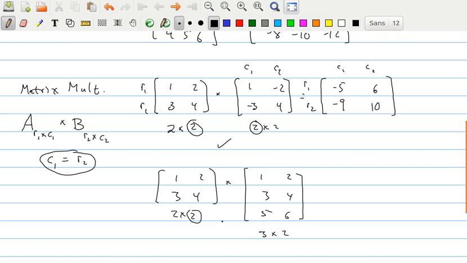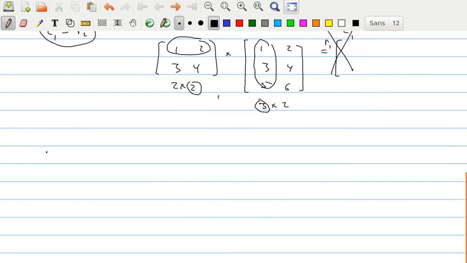So I see that these inner dimensions don't match. So let's see why this doesn't work. First off, to get the entry in the first row, first column, I'd have to take the first row and dot product it with the first column. Now I can't do that because the dimensions don't match up. I can't dot product 1, 2 with 1, 3, 5. So this multiplication doesn't make any sense because I can't get any of the components to match up. So for matrix multiplication, it's not that they have to have the same dimensions, it's that they have to have the same inner dimensions. Let's look at a more beefy example just to make sure everyone's got this.